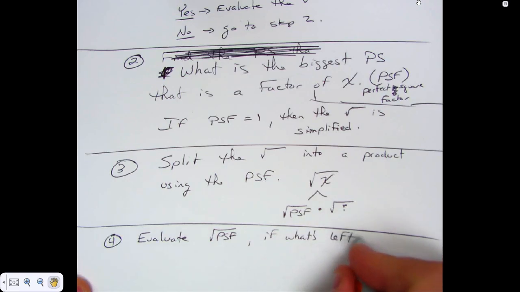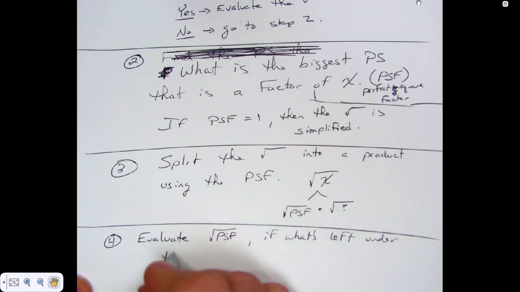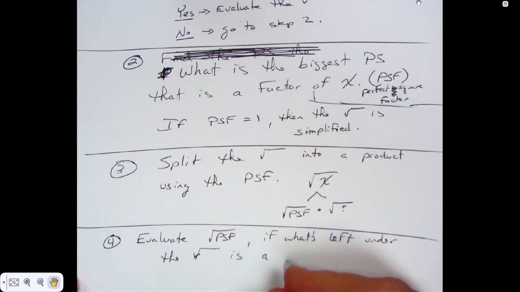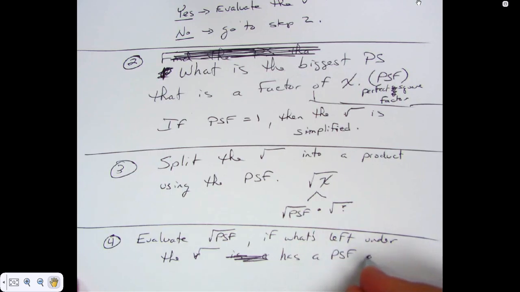If what's left under the square root has a perfect square factor of 1, then you're done. If not, keep breaking it down.